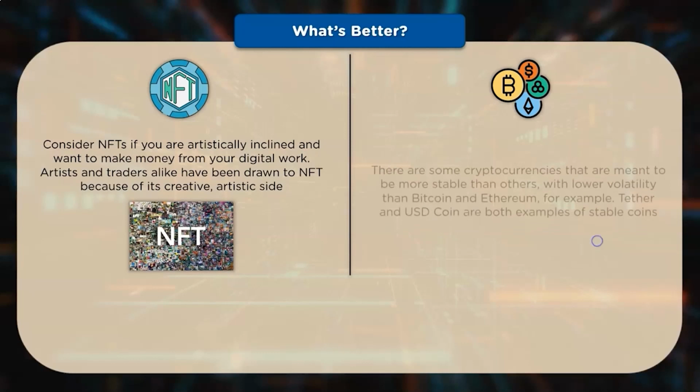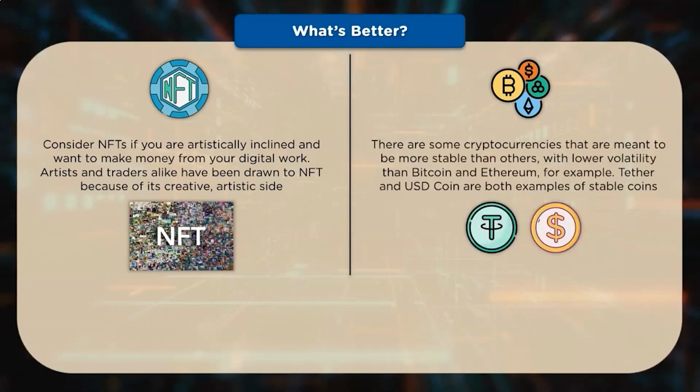On the other side, although cryptos are slightly unpredictable, some cryptocurrencies have been created to be more stable than others. These cryptocurrencies are known as stablecoins, and their key advantage is that they have lower volatility than other cryptocurrencies like Bitcoin or Ethereum. Tether and USD Coin are two examples of stablecoins. Their worth is determined by the US dollar's value.